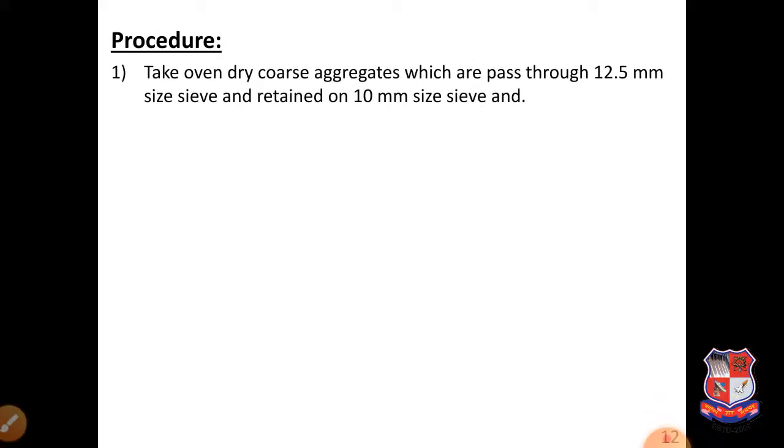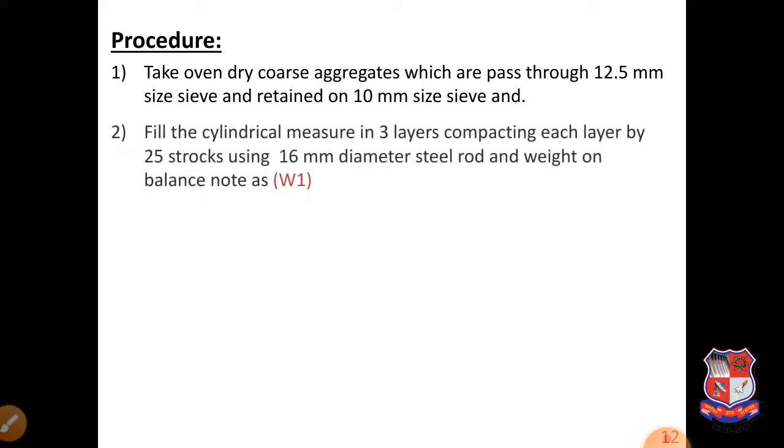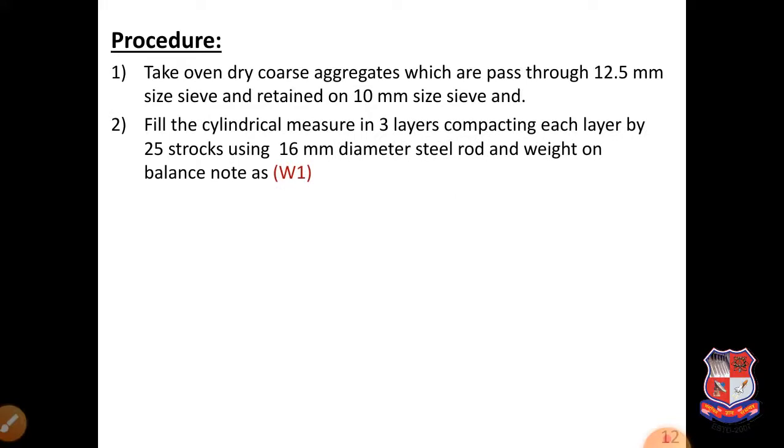First step is to take oven dry coarse aggregates which are passed through a 12.5 mm size sieve and retained on a 10 mm size sieve. Fill the cylindrical measure in 3 layers, compacting each layer by 25 strokes using a steel rod, and weigh it on the balance and note it as W1.